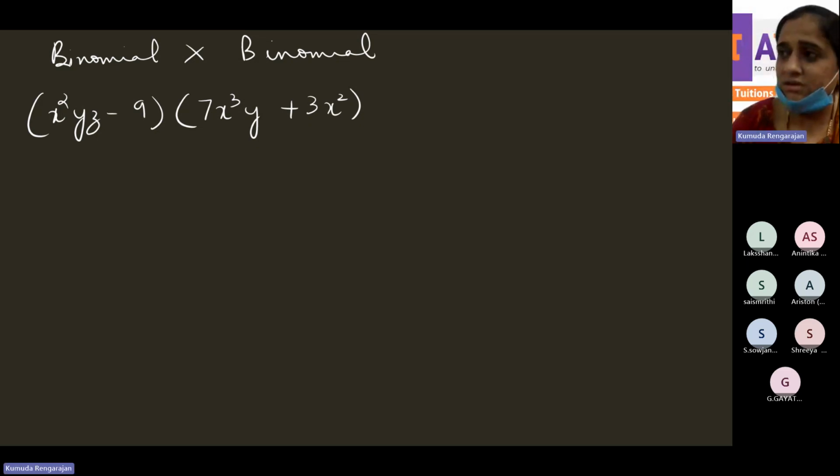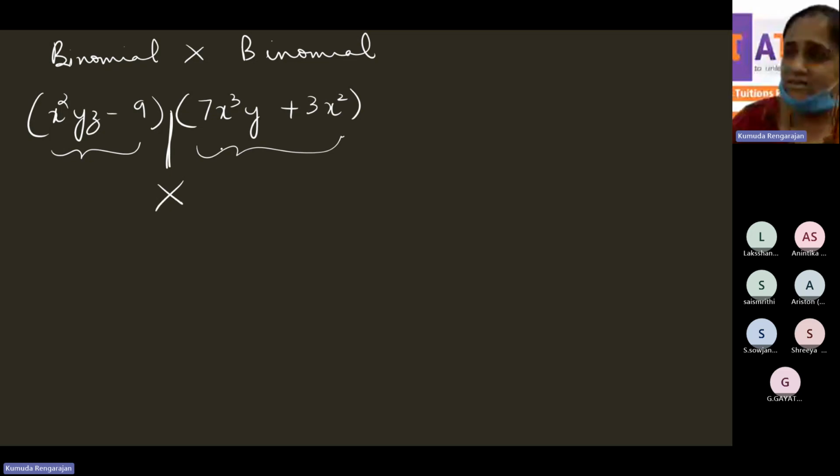The first bracket has 2 terms, binomial. The second bracket also has 2 terms, binomial. And between the brackets, there is no sign, so it's multiplication. So this one is a binomial. This one is also a binomial. And here it is multiplication.